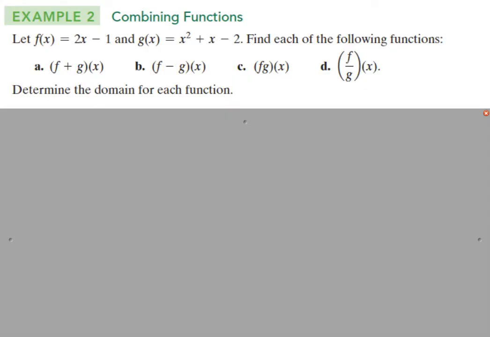So here are 2 functions, f of x, 2x minus 1, that's a linear function. And then g of x is x squared plus x minus 2, which is a quadratic function. When we graph that out, we get a shape of a parabola. We're going to do these 4 operations: add them, subtract them, multiply, and divide. And we need to be very careful that we have the appropriate domain when we're done.